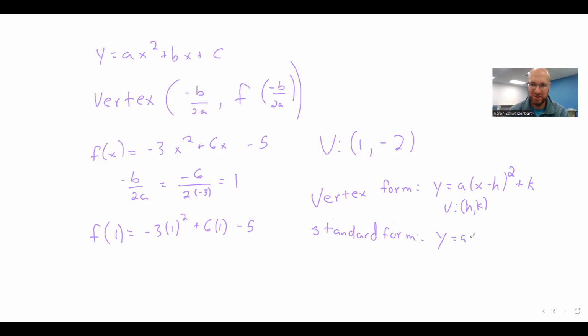Standard form: y equals ax squared plus bx plus c. You're pretty used to this form. C is the y-intercept. That's kind of handy. You can do negative b over 2a. If you need to convert standard form to vertex form, let's take this one that we had here. A is the same. I found my vertex, so I'm just going to plug that in for h and k. Now we're in vertex form.